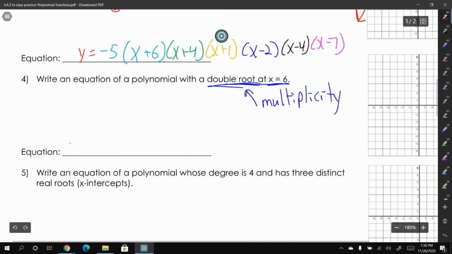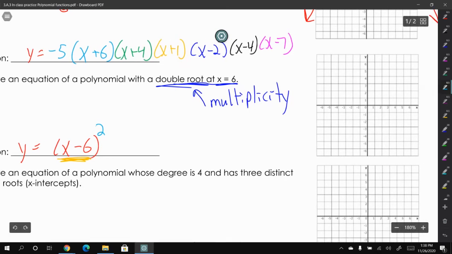The only thing we have to have is x minus 6, because plugging in x equals 6 into that factor will give us 0. So this is the only factor we have to have, and our exponent must be 2 because it says double root. So we can just leave this alone like that and be done with it. And your graph would start at 6, 0 and open upwards.